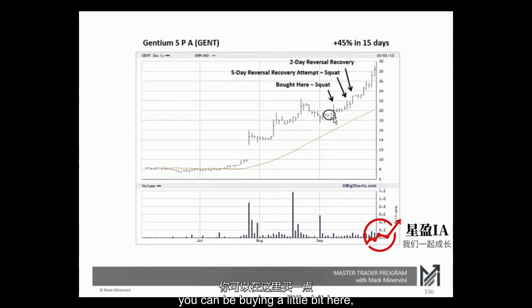You can be buying a little bit here, and then add to it here, and then add to it, finally coming into new high ground. And now the stock takes off, and this goes up a nice little move in 15 days. I can't remember exactly where I sold this one, but I did buy it right here.